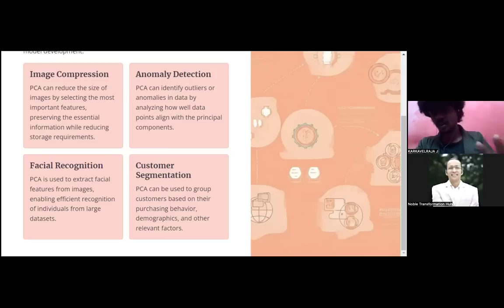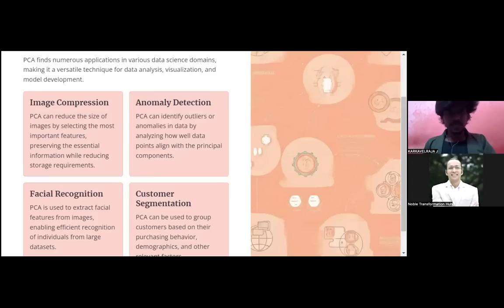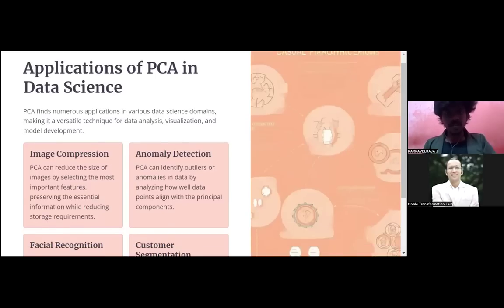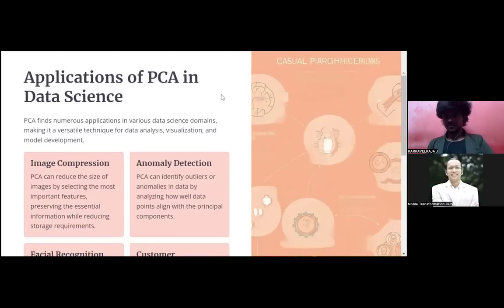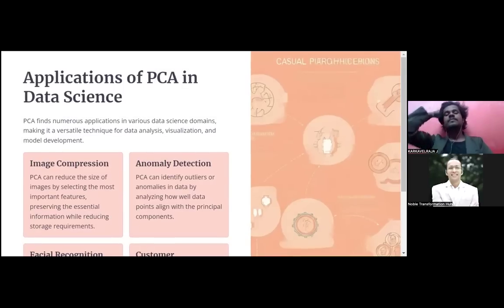So this is all about the applications of PCA. I think this is the last thing that we have for PCA. Yeah, sir, over to you. Yeah, guys. So the applications of PCA in data science, AIML: it helps with image compression and anomaly detection, which we have already discussed.